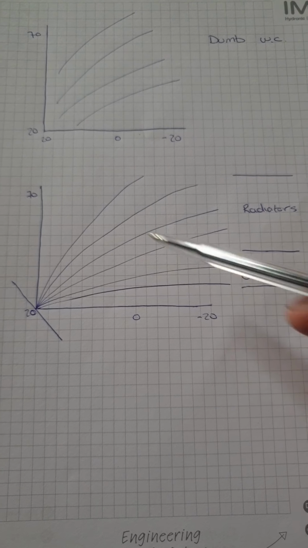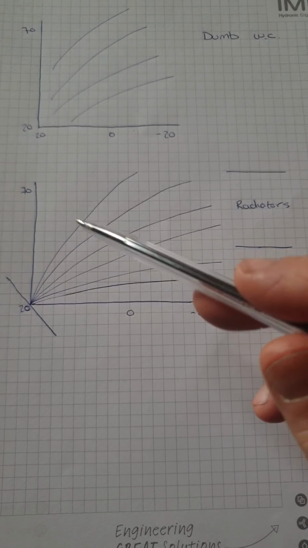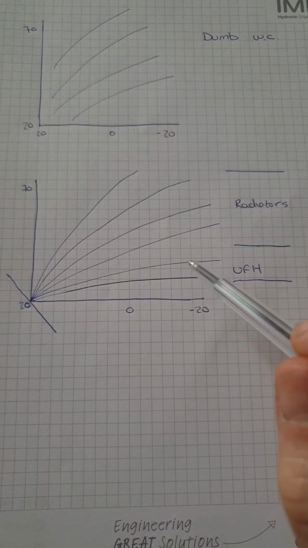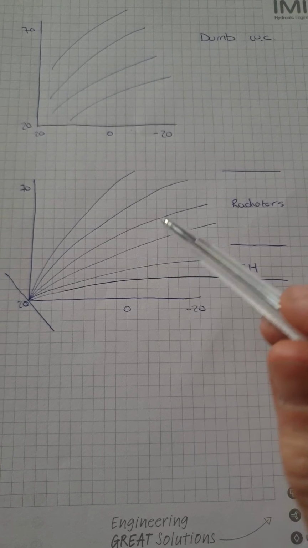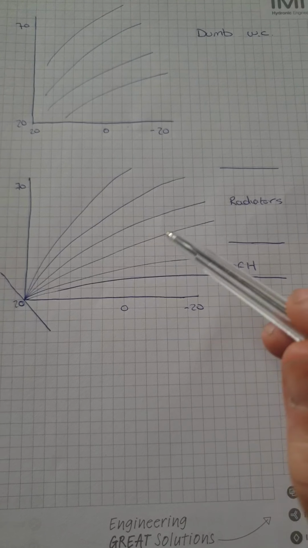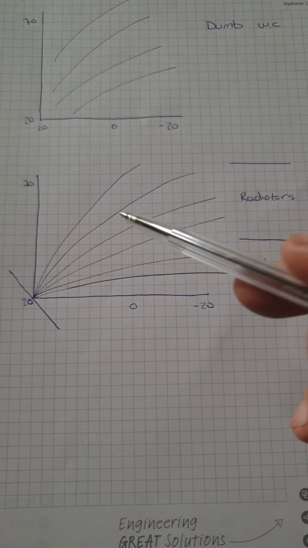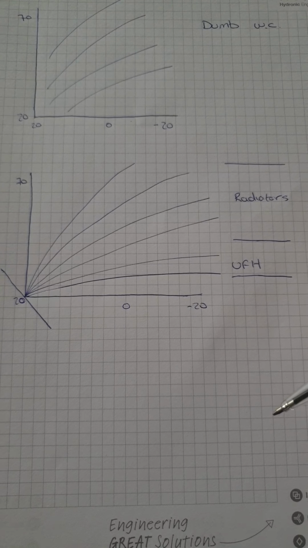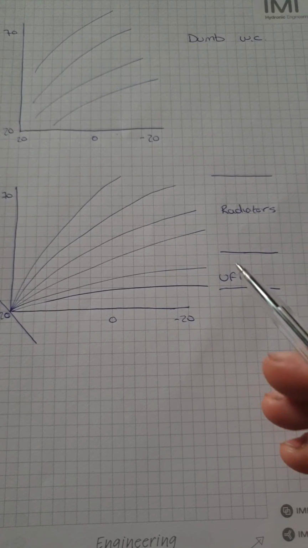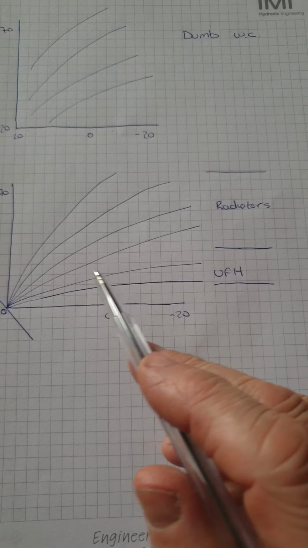This could be on as many circuits as you want. You could have multiple mixers here. They could all have their own temperature and time programs, so you could have them running at different curves and slopes and time programs and everything. Underfloor heating, by the way, runs at very, very low temperature here.